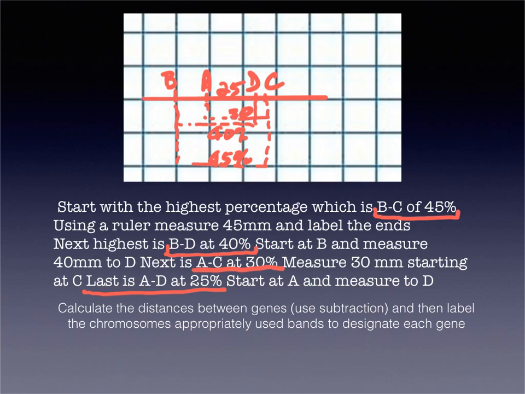So for this, we can see the total is 45. From A to C, it's 30, and A to D, it's 25. So the distance between D and C must be 5 map units. 25 plus 5 is 30, and our total length is 45. So the distance between B and A is 15.